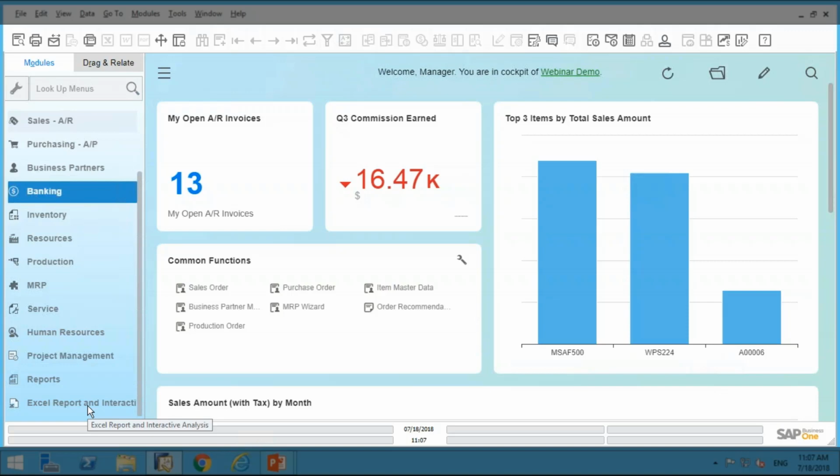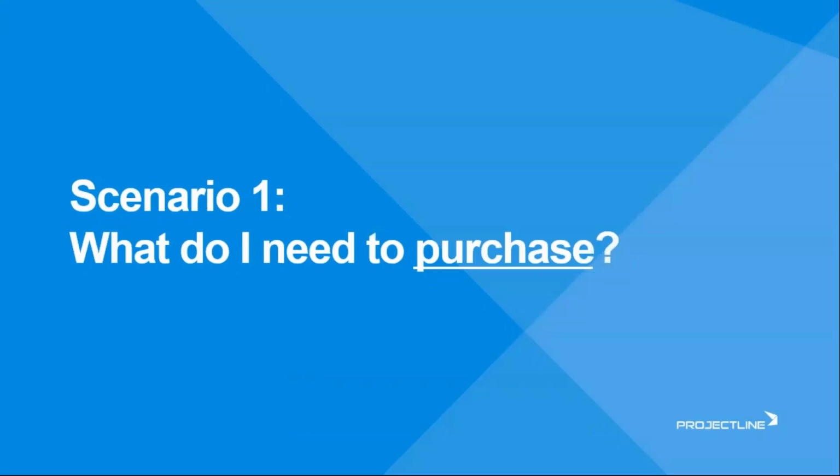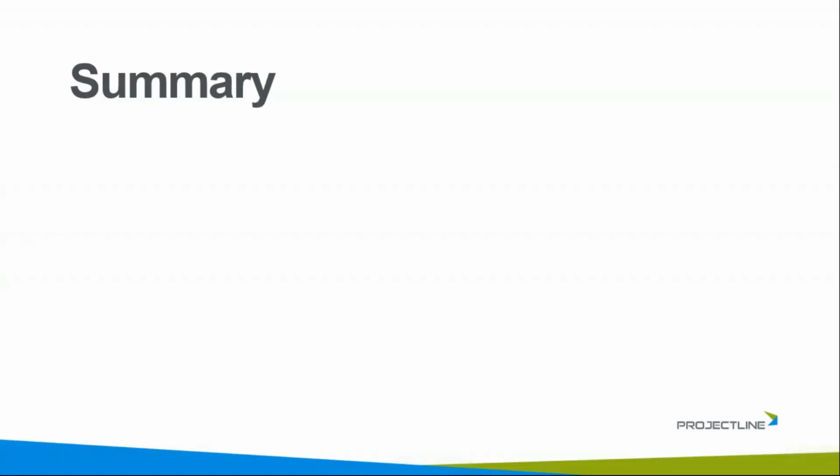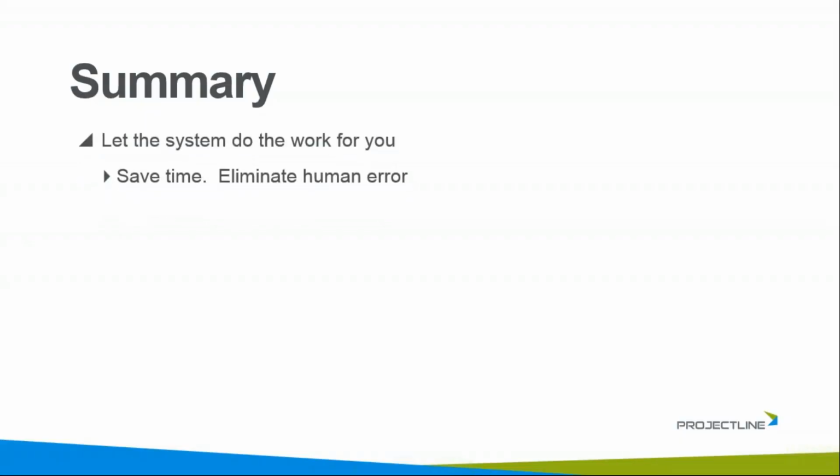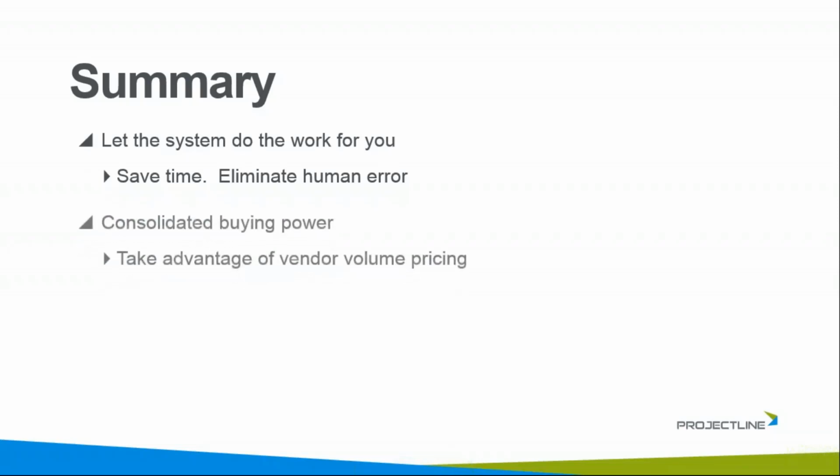Let me see if there's anything I missed here. So basically, in summary, let's take a look at my PowerPoint here. You want to let the system do the work for you, right? We want to save time. We also want to eliminate human error, especially if you're doing everything outside of SAP Business One. We want to eliminate the possibility of any human error.